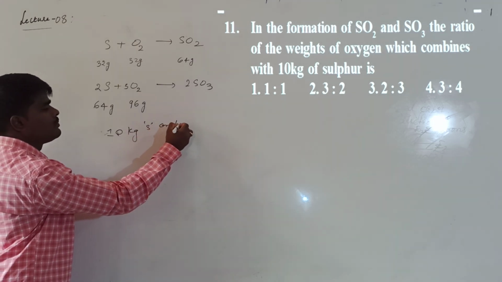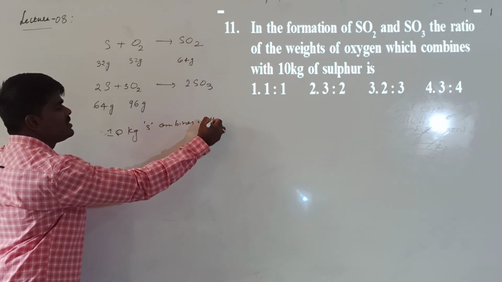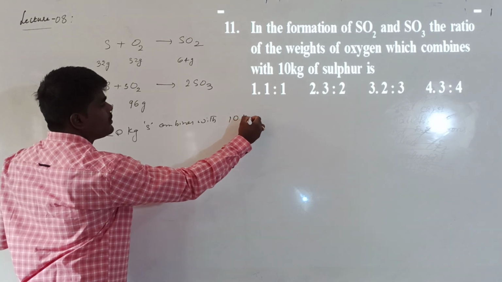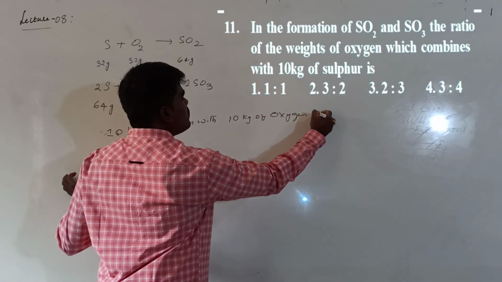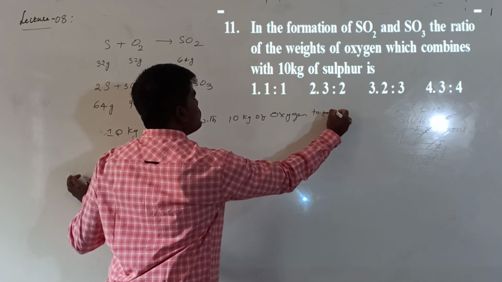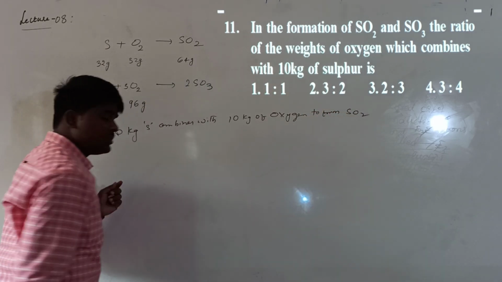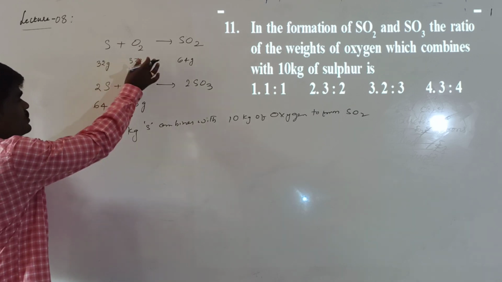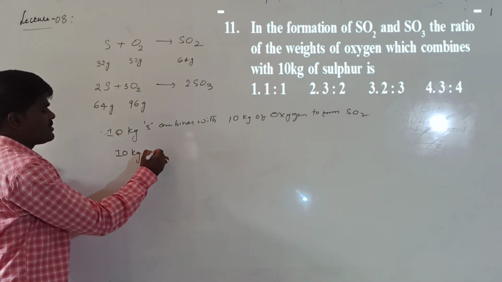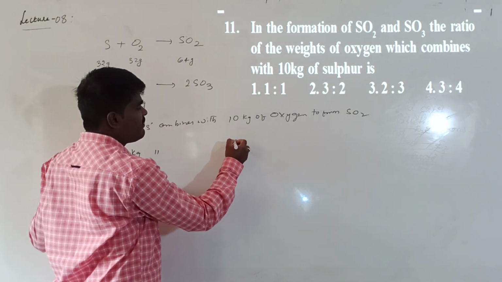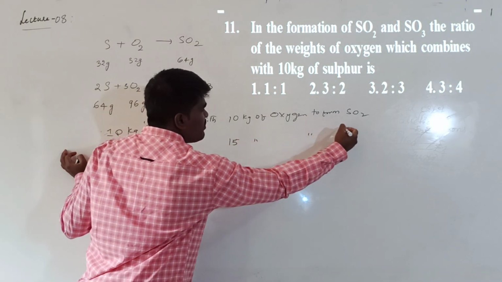combines with 10 kg of oxygen to form SO2, isn't it? Because of the 1:1 ratio. Whereas 10 kg of sulfur combines with 15 kg of oxygen to form SO3.